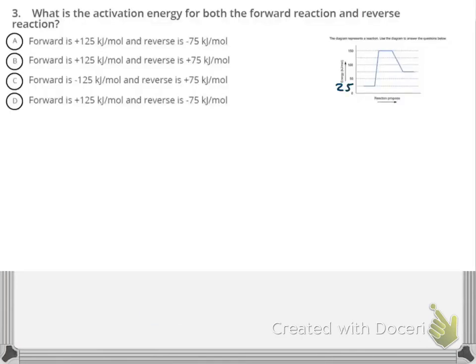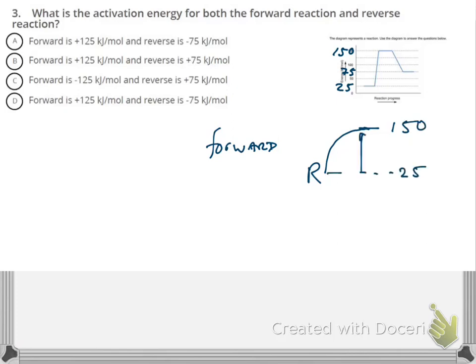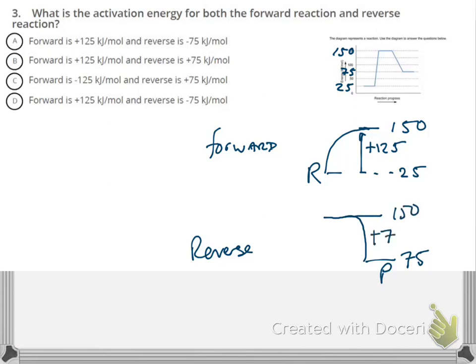Now we're going to quantify it. So we put the numbers back up there. And so from the reactants forward direction, right, we're going from 25 up to 150. So that's going to be positive 125. And in the reverse direction, we're starting at the products at 75. We have to go up to the same 150. So that's going to be plus 75.